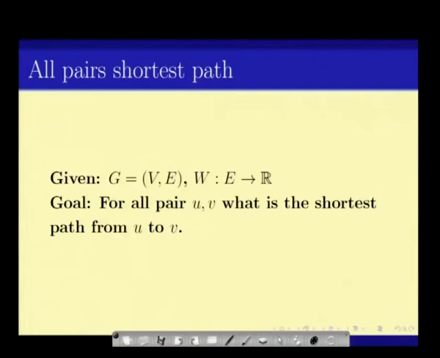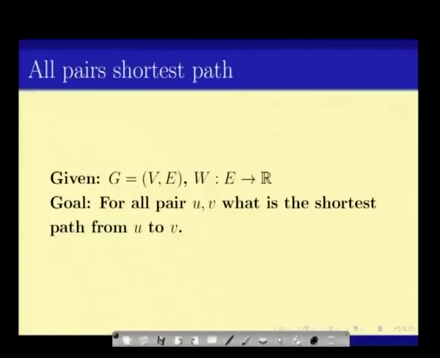Welcome back after the break. Before the break, we looked at the Bellman-Ford algorithm for finding the shortest path from S to any vertex. Now, there is one more generalization that one can do: given a graph G, and for now let us assume that the graph can have edge weights which can be positive or negative, I want to find the shortest path between any pair of vertices u, v.